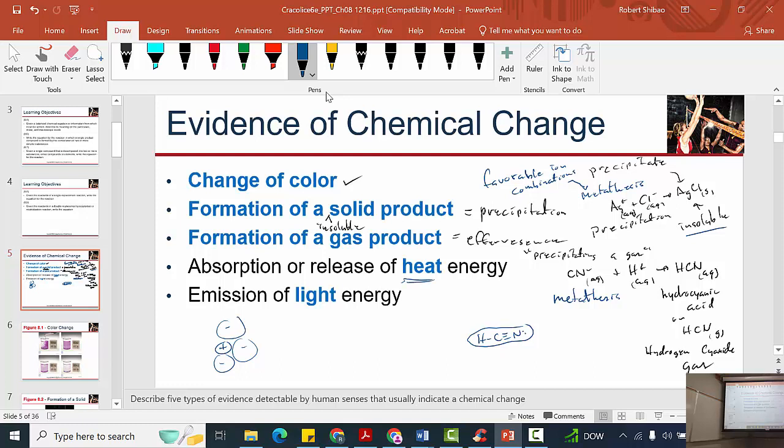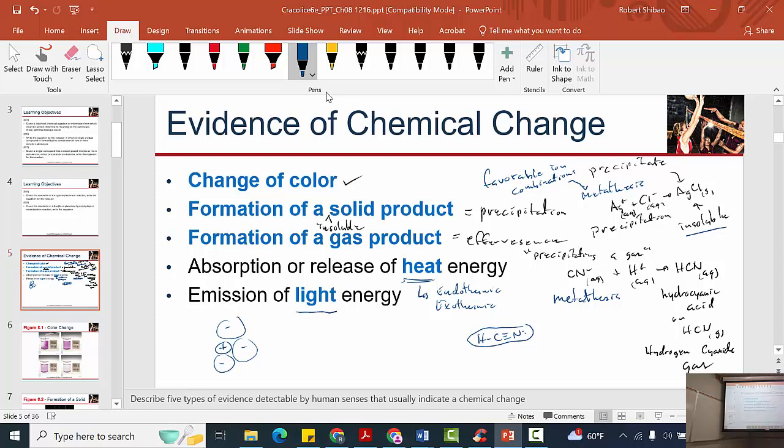We can also detect heat. There are two terms for if heat is released or if heat is absorbed. Do you guys remember those two? Good. Endothermic and exothermic. Endothermic refers to which one? Absorbing. And exothermic refers to releasing heat. And so we just try to detect if there's heat being released or heat being absorbed.